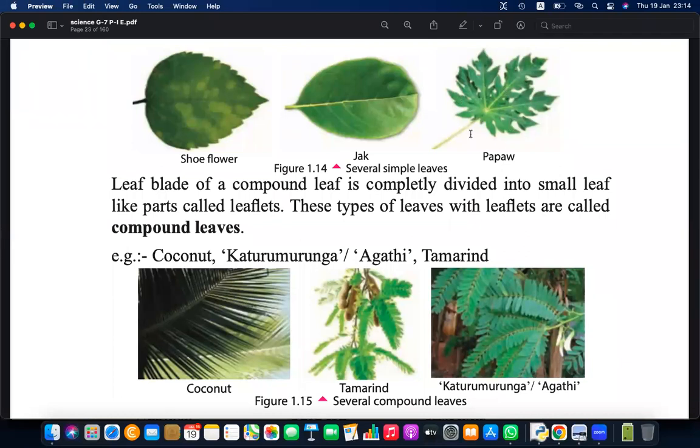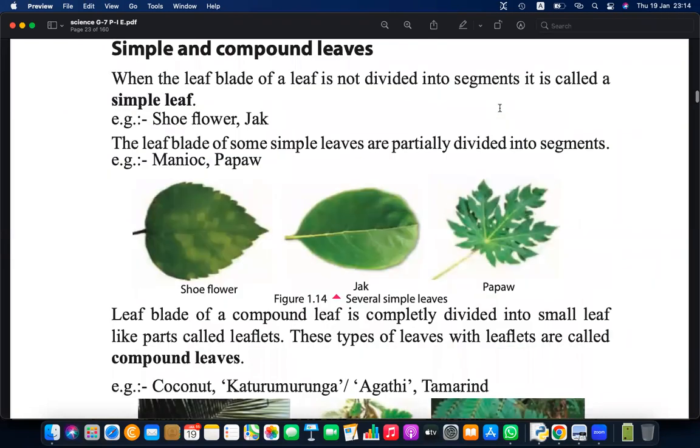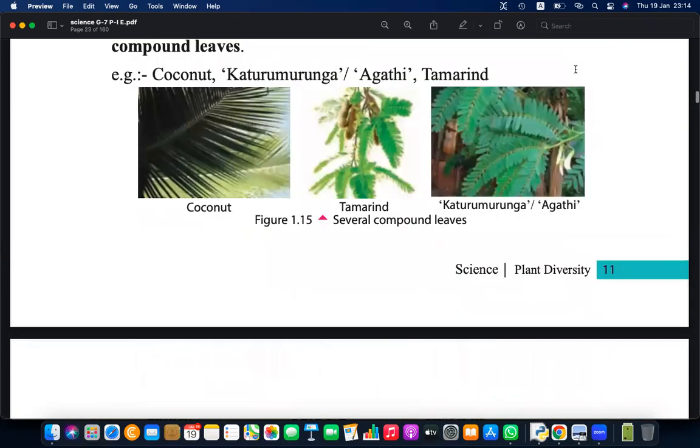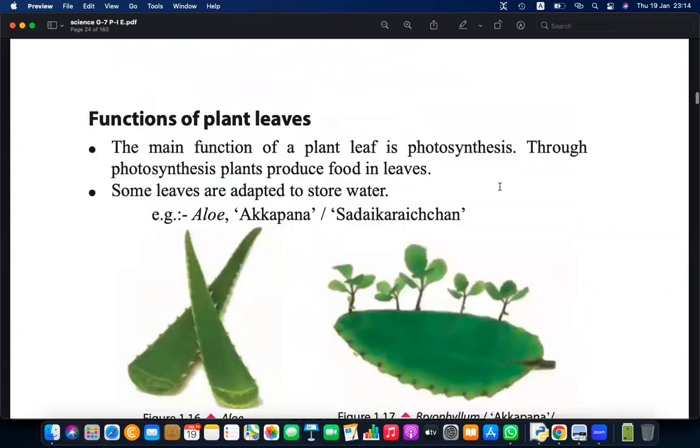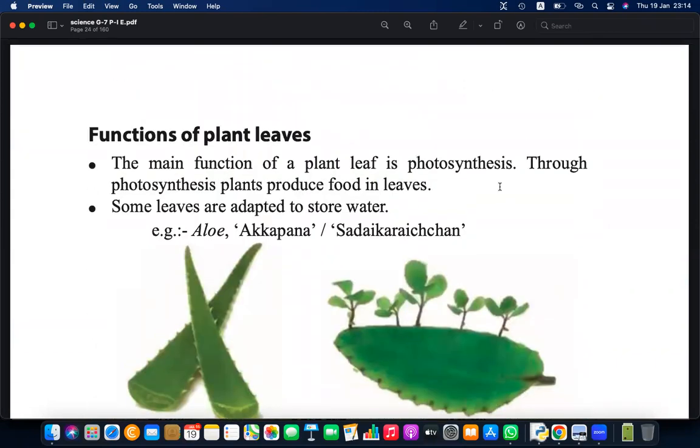If there is only one blade and no clear division, this is like halfway divided, no? But still it is only one blade. So it is coming under the simple leaf. Compound leaves are having a lot of leaflets. And functions of the leaves we learn mainly photosynthesis. No doubt about that.